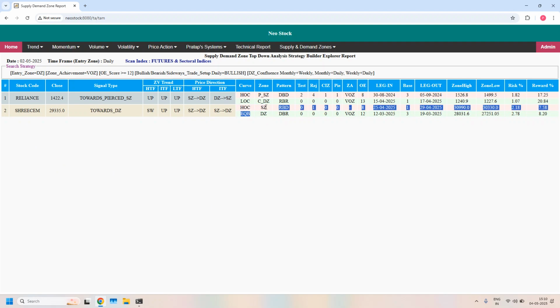In both these stocks, the daily demand zones are overlapped with the weekly demand zone, and both together are overlapped with the monthly demand zone. But the monthly trend is up in only 1 stock. If in this stock the monthly demand zone has monthly EMA confluence, then the overlapped daily demand zone might have an even higher probability of success. So let's verify.